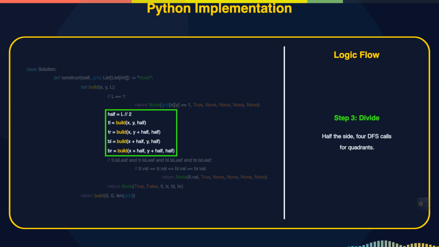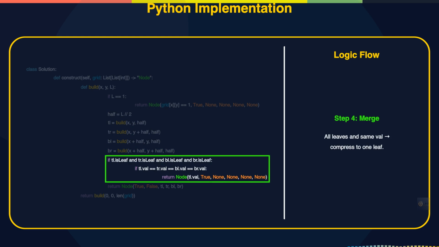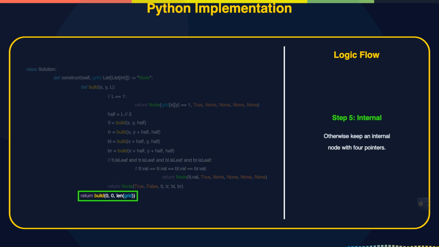We recursively build top left starting at x and y, top right at x and y plus half, bottom left at x plus half and y, bottom right at x plus half and y plus half. Then we check merge. If every child is a leaf and every val matches, we collapse to one leaf. Otherwise we return a non-leaf node with 4 pointers.